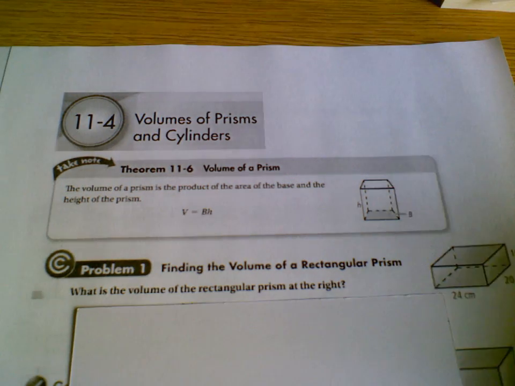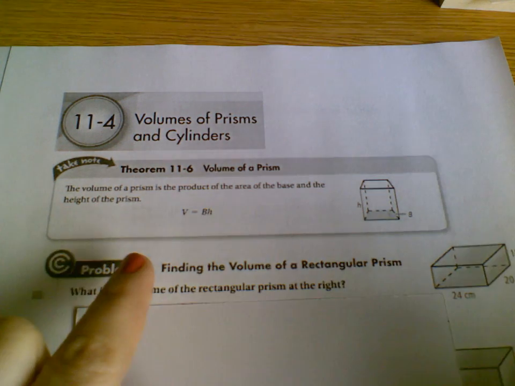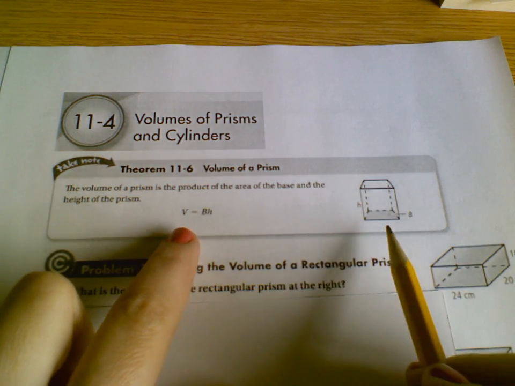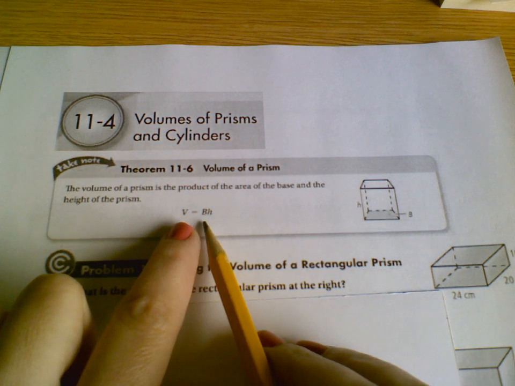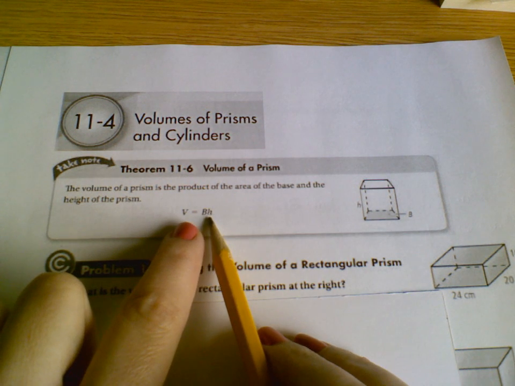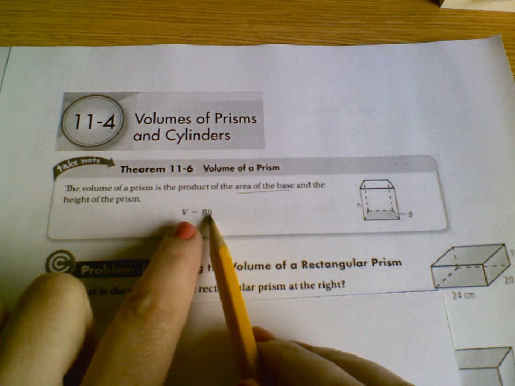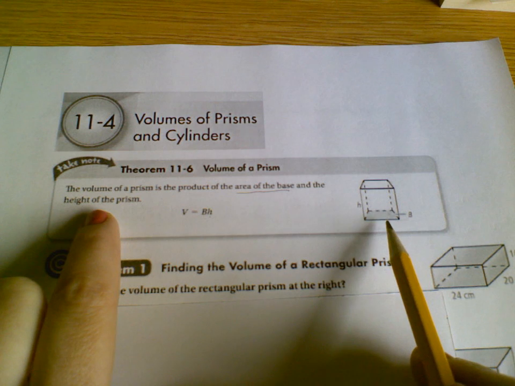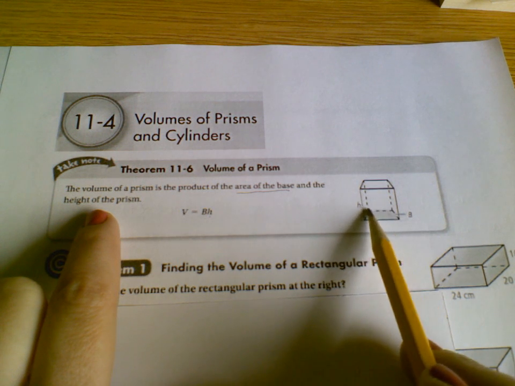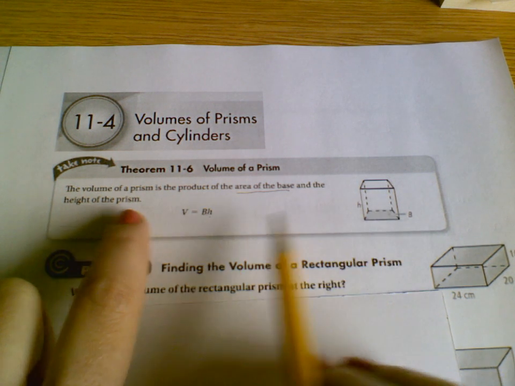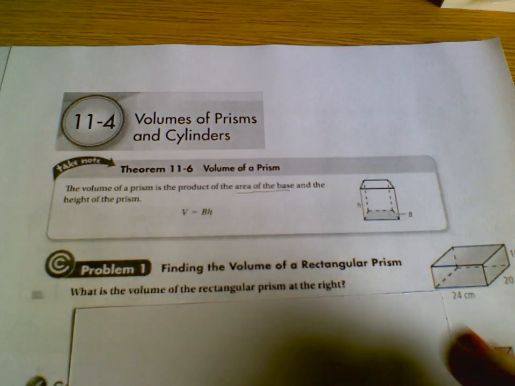Okay, so we're going to do section 11.4, which is volume of prisms and cylinders. So if I find the volume of a prism, the formula is capital B times H. And remember, capital B is area of the base, and H is the height of the prism. So it depends on what shape your base is in order to figure out what formula you want to use.